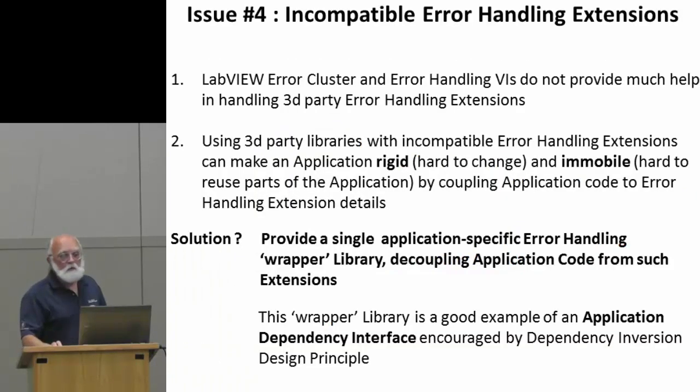And number four, I think this is the last one, is incompatible error handling extensions. I already talked about them. What I really need to avoid this problem of polluting my application code with parsing different formats of errors is to have a wrapper library that decouples the application code from how you decode errors. So this is the way I went.